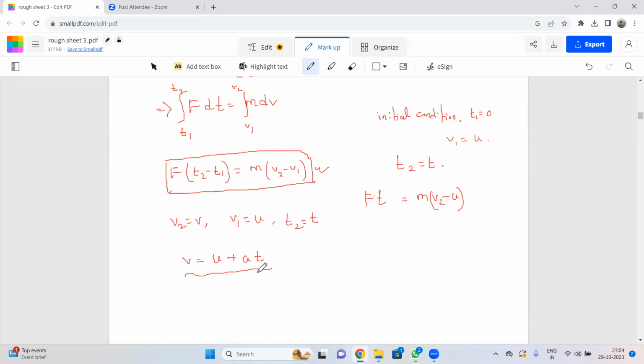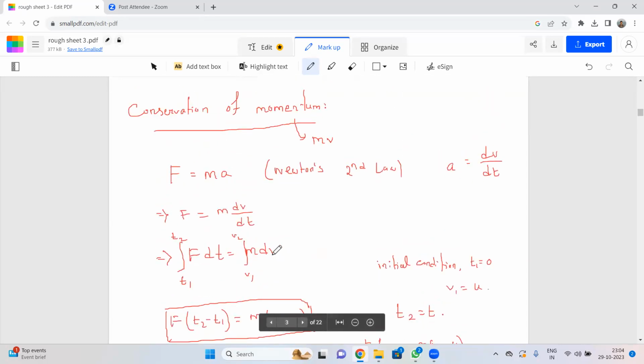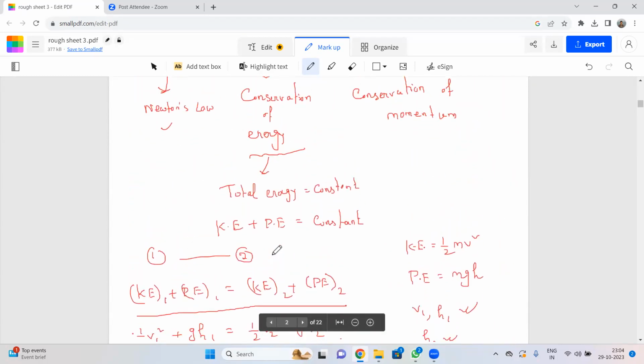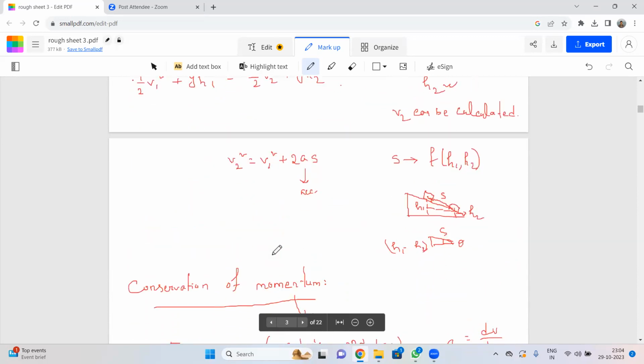Now let me check if impulse is there or not. The impulse is not clear. So we can check one thing that is given here, the energy method. So this is the method, that is fine.